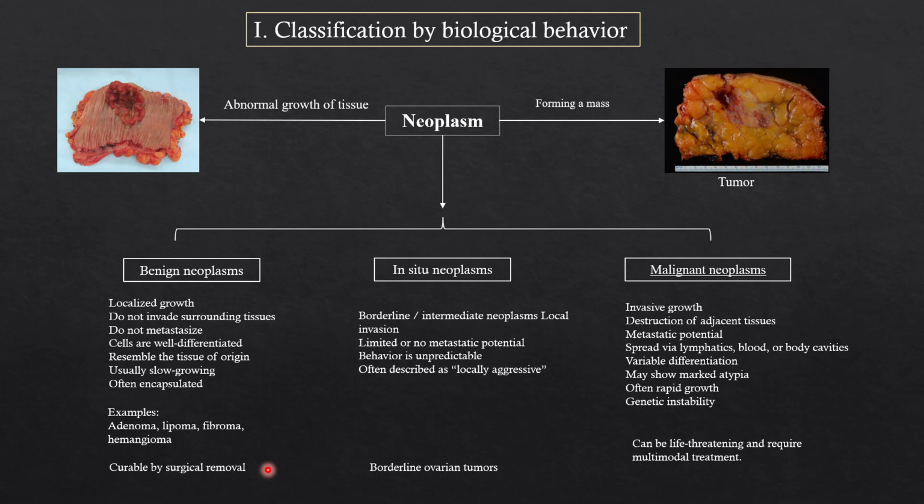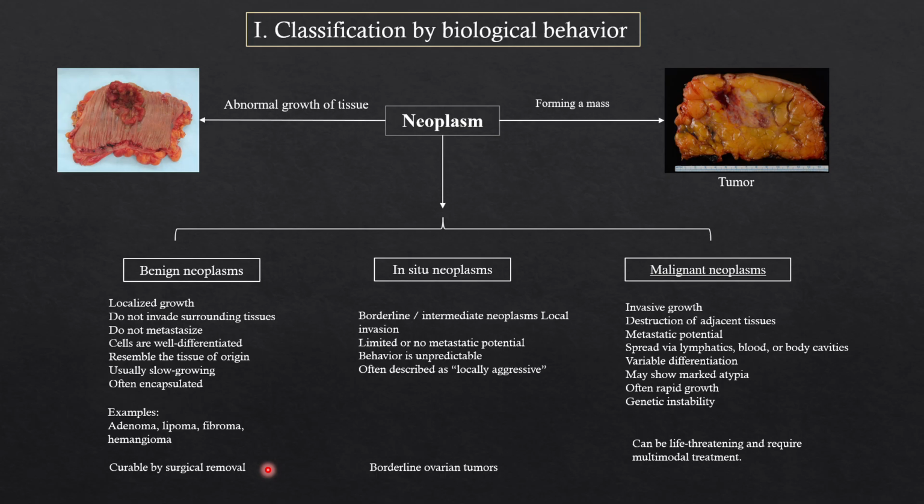Talking about the in situ neoplasm, they are the intermediate neoplasms or the borderline neoplasms, which have the characteristics of local invasion. They are limited, but they have no metastatic potential as well. Their behavior is unpredictable and often described as locally aggressive. So then comes the borderline ovarian tumors. Basically, this is one of the in situ neoplasms.